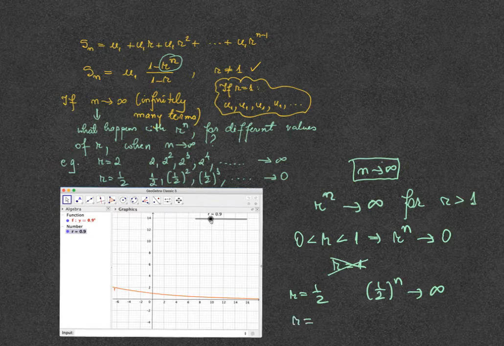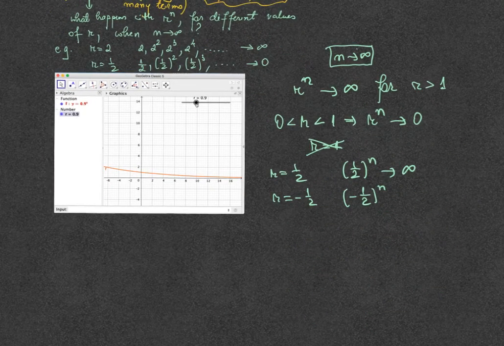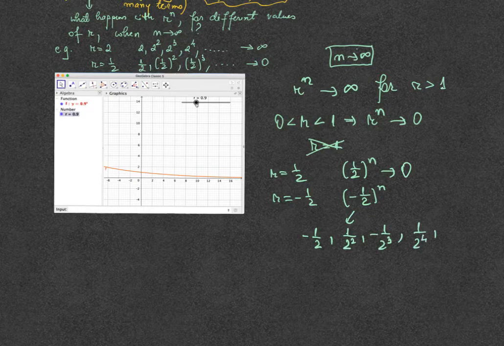What happens if r is negative 1 over 2? What happens to negative 1 over 2 to the power of n? Oh, sorry, approaches 0. We said, yeah. Okay, what happens to negative 1 over 2 to the power of n? Let's give n values. So for n equals 1 it is going to be minus 1 over 2. And then it's going to be 1 over 2 squared, minus 1 over 2 cubed, 1 over 2 to the power of 4, minus 1 over 2 to the power of 5, and so on, with alternating signs.